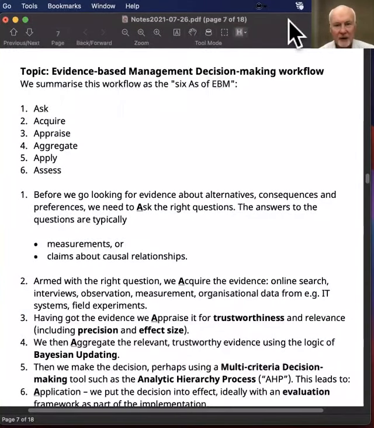Hi, in this video, I'm going to introduce the evidence-based management decision-making workflow. So this is an overarching schema that we use for describing how we recommend going about making decisions and implementing them using an evidence-based approach.